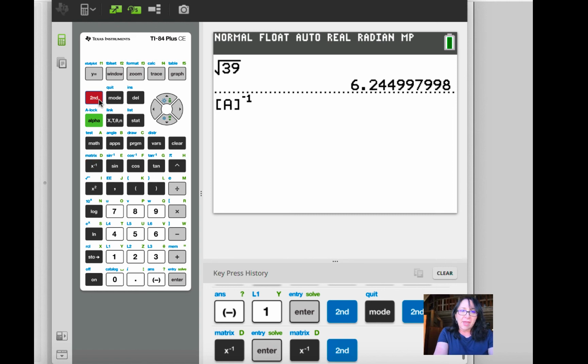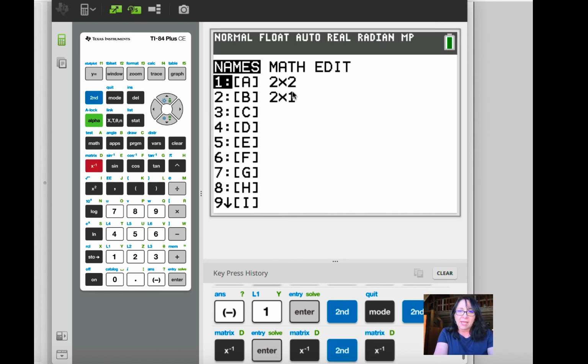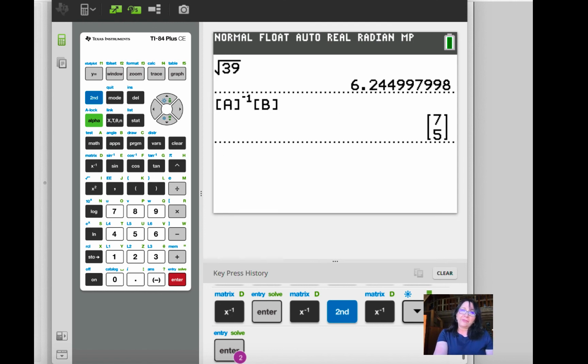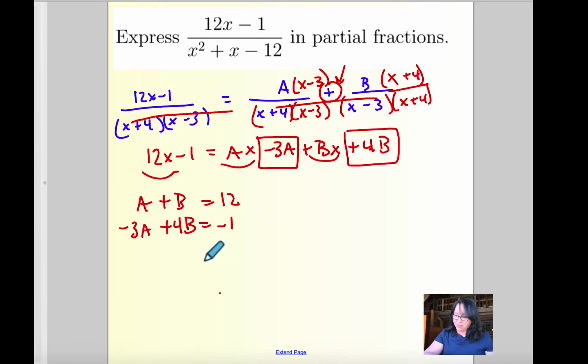And then again, second matrix, because I've got to get my B term, which is down here. So go down and hit enter, and then enter one more time. And so my A is 7 and my B is 5. And so that means that A is 7. So we've got A is equal to 7, B is equal to 5.